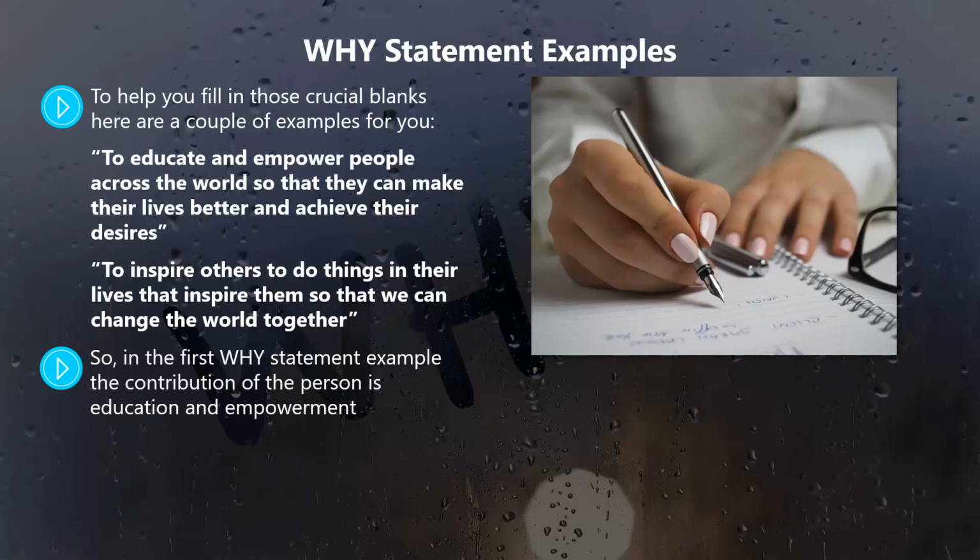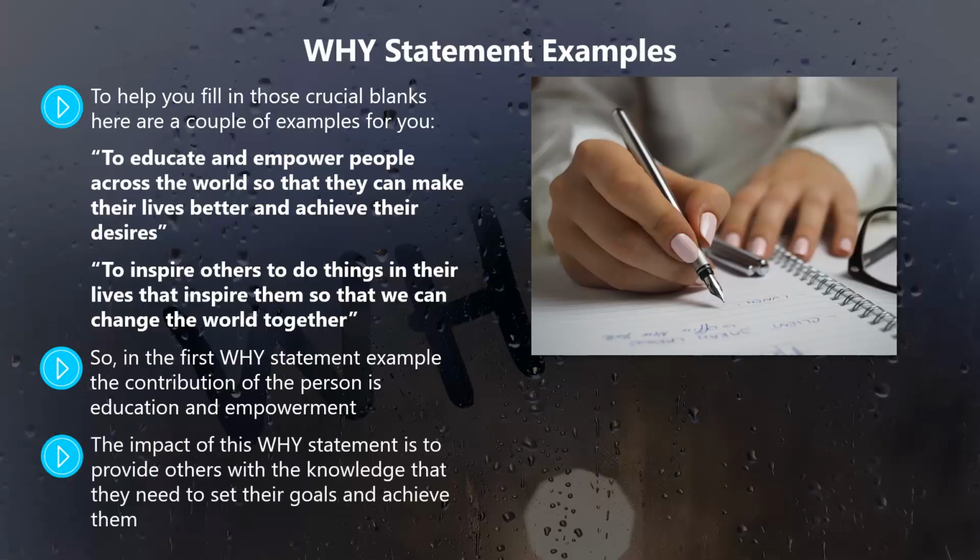Well, they could provide training courses, write 1 or more books, create educational videos, travel the world giving presentations, and so on. The impact of this why statement is to provide others with the knowledge that they need to set their goals and achieve them. Others will be empowered by the person's teachings and apply this to set and achieve their goals.